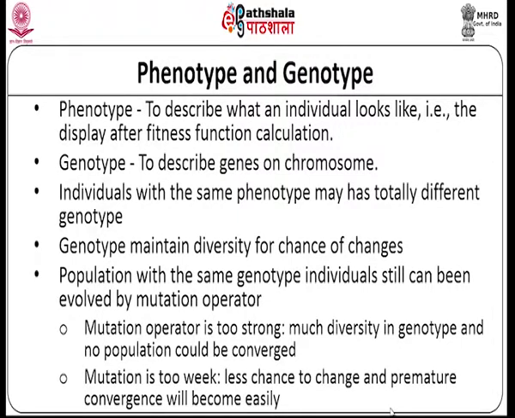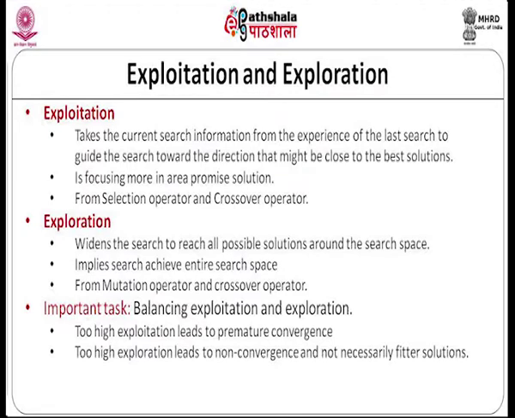Mutation is too weak, there is less chance to change and premature convergence will occur. So, it is a fight between convergence and diversity. If mutation is too weak, premature convergence will occur. If mutation is too strong, then the population will not converge at all, because you will keep on getting different types of individuals. So, next is exploitation and exploration.